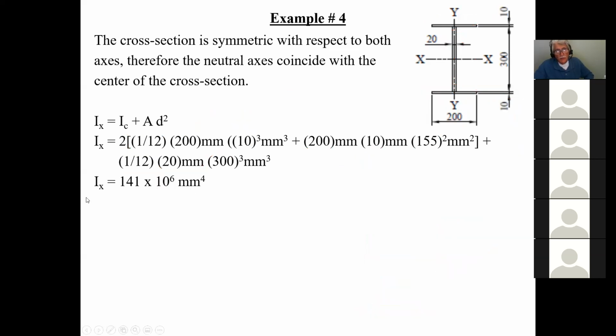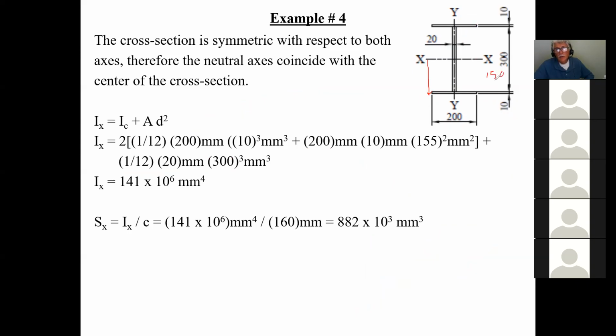Now, of course, I do this and I calculate the Ix value. Once I've calculated my Ix value, it's very easy to calculate the section modulus, because I need to know the distance from here to the outermost fiber. So Ix is equal to 141 divided by c, the distance from the centroid to the outermost fiber. Here it's 150 plus 10, which gives me 160, and that's what I use here for c. And of course, it's the same distance, so I only have one section modulus because of the symmetry. I end up with 882 times 10 to the third millimeters to the fourth.